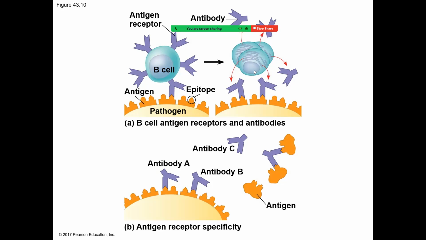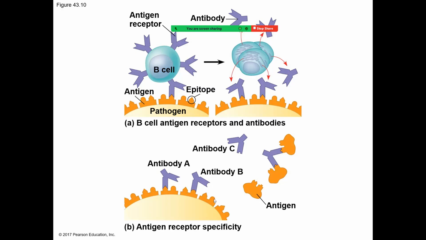More B cells are created, and these B cells are going to release antibodies that are specific to this particular epitope as well. And this binding of these antibodies to this pathogen will cause the cells to be killed in different ways. And we'll talk about what some of those ways are.